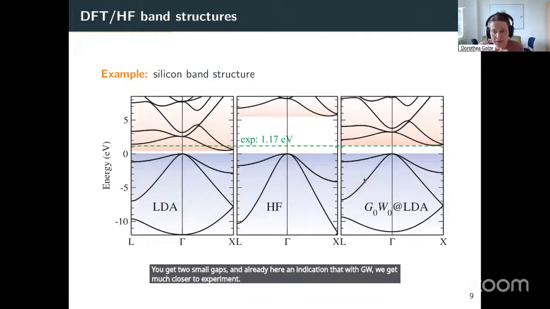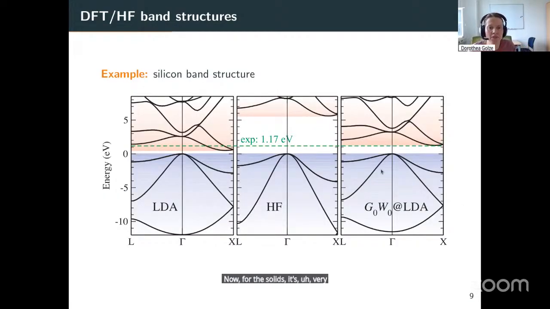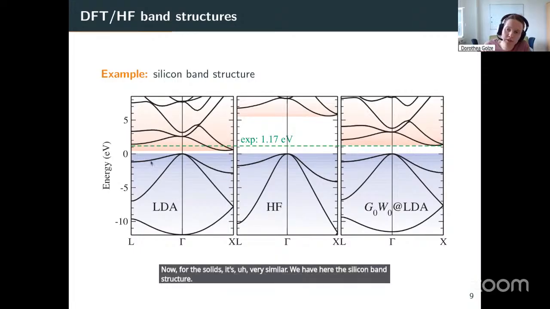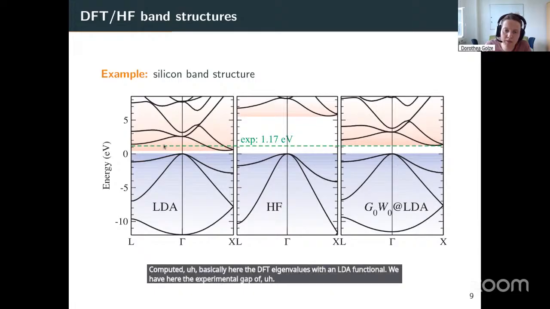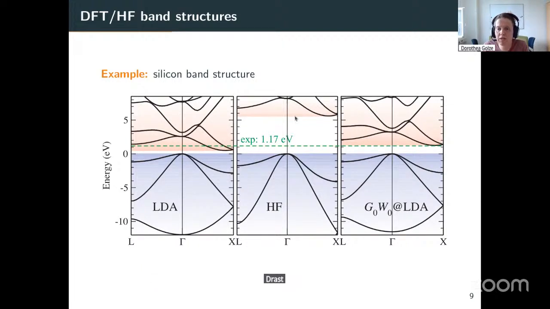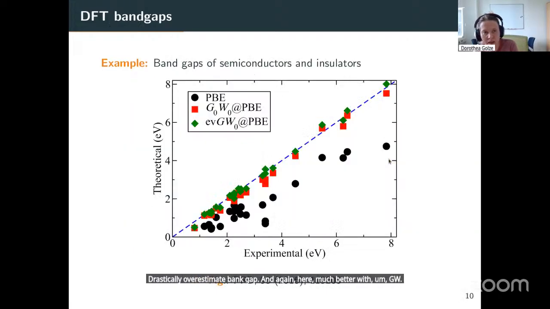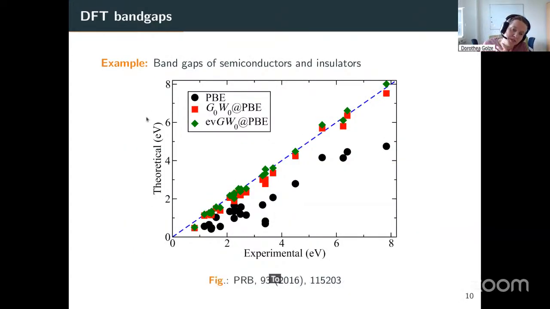Now for the solids, it's very similar. We have here the silicon band structure, with the DFT eigenvalues computed with an LDA functional. We have the experimental gap indicated with this green dashed line. You see the DFT gap is much too small. If you take the eigenvalues from Hartree-Fock, you see that you drastically overestimate the band gap. And again, much better with GW. To give a bit more statistics, we have here band gaps from different semiconductors and insulators.